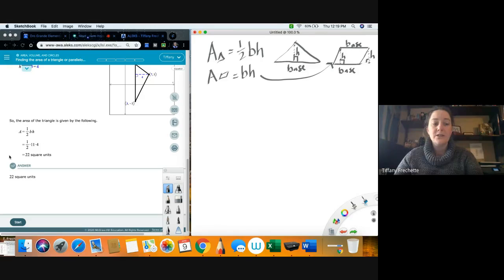And then we just plug it into whichever equation we're going to be using. So in this case, it's a triangle. So we have 1/2. Our base was 11. And our height is 4. So we multiply, and we get 22 square units.